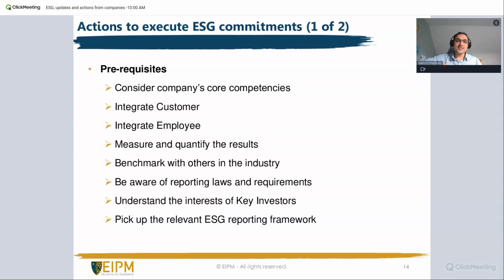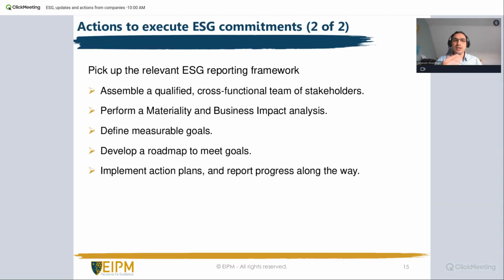Eventually, they will get standardized, right? But as of now, it's not yet there. So picking the right ESG framework is key. The most common one uses GRI, as I mentioned before. Okay, so having said that, this is what we do. Pick the relevant ESG framework report.